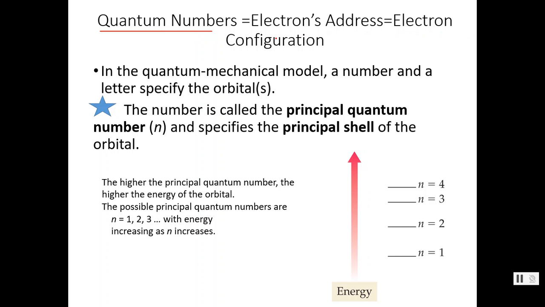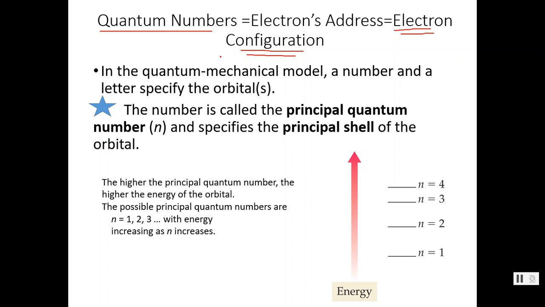Chemists call these quantum numbers, but sometimes they also call them electron configurations. And so in subsequent videos, we're going to use these quantum numbers to determine an electron's address or an electron configuration for a particular species.